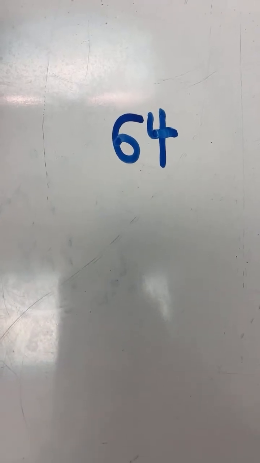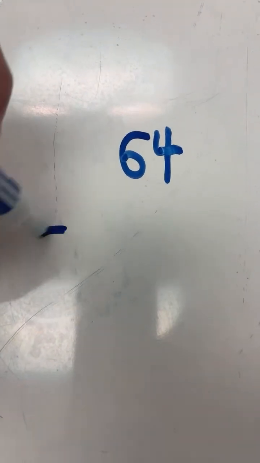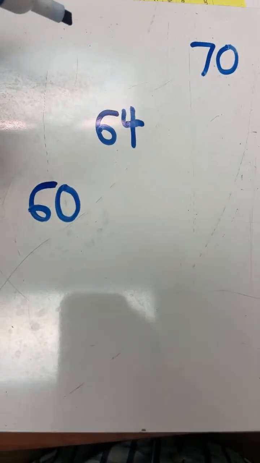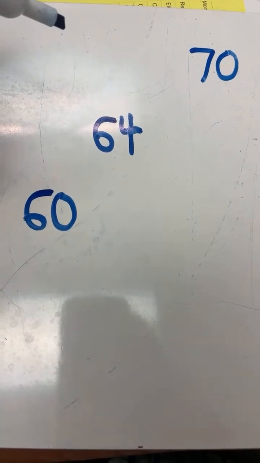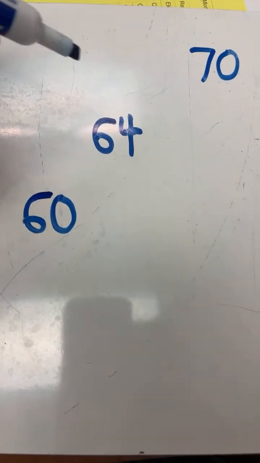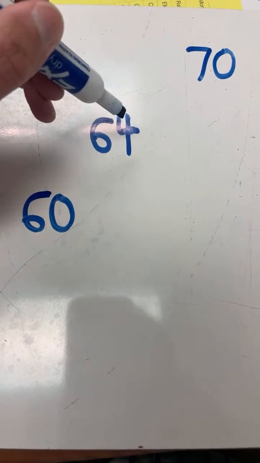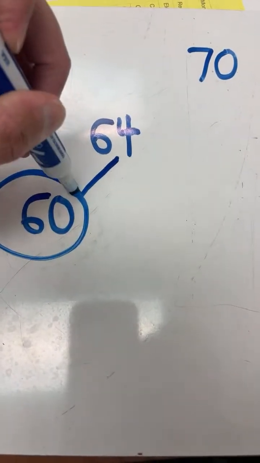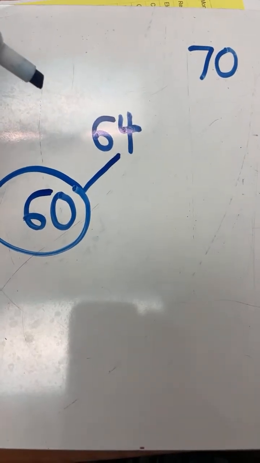So 64. 64 is between 60 and 70. We have to round to the nearest 10. Looking at the number in the ones place, the number in the ones place is a 4. 4 or less, we round down. So 64 rounded to the nearest 10 would be 60.